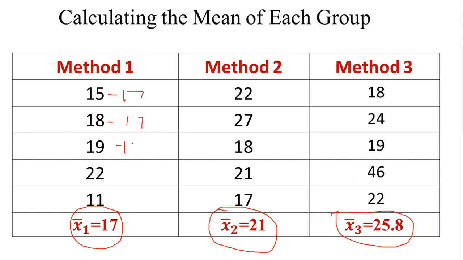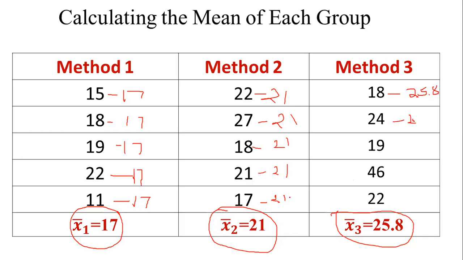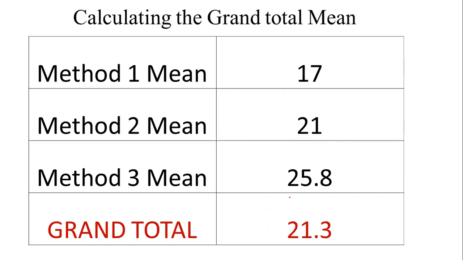We minus the mean there, which is 17, and so on for each value. For group method 2, we are going to minus the mean, which is 21, all through up to the last one. And finally, that group, we are going to minus with its own mean, which is 25.8, up to the end.